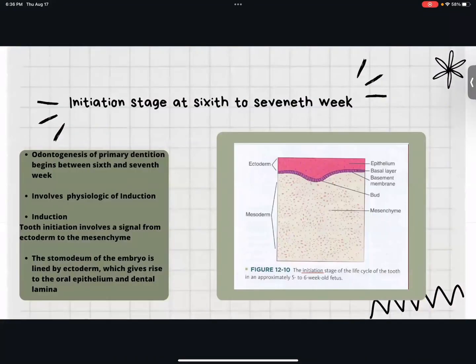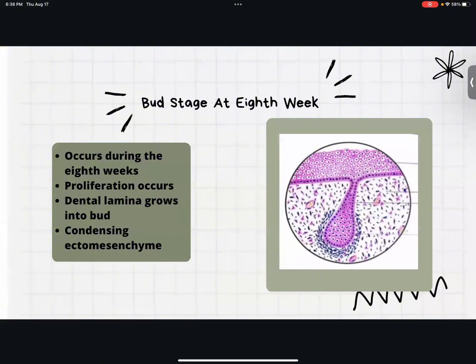Initiation stage occurs within the 6th and 7th week. It involves an induction, which is a signal from the ectoderm to the mesenchyme. Bud stage occurs within the 8th week. Proliferation occurs, and the dental lamina grows into the bud.